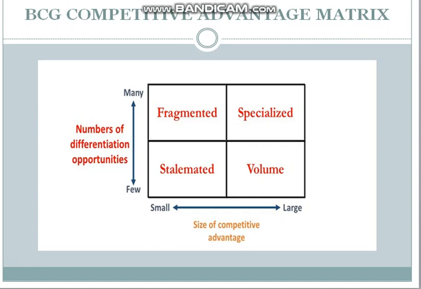BCG Competitive Advantage Matrix. It is a framework created by Boston Consulting Group to evaluate the strategic position of the business brand portfolio and its potential. It classifies the business portfolio into four categories based on industry attractiveness, such as growth rate of that industry, and competitive position, such as relative market share.